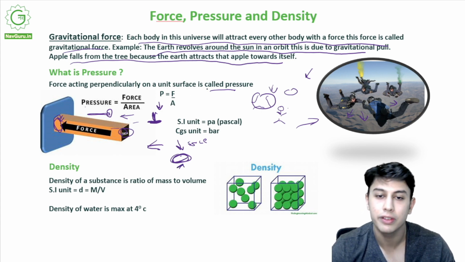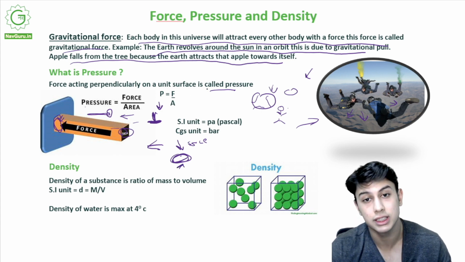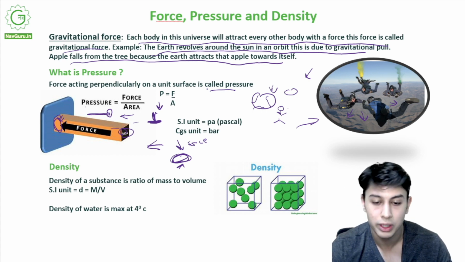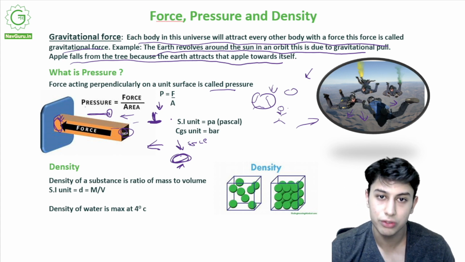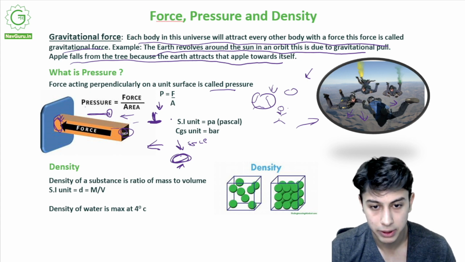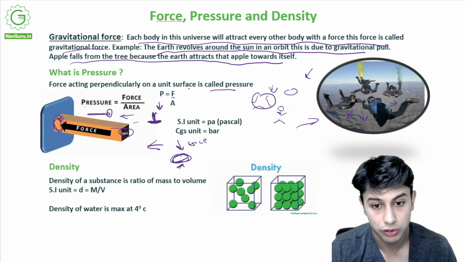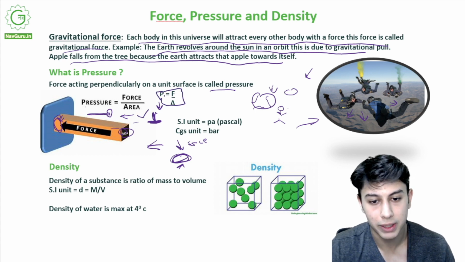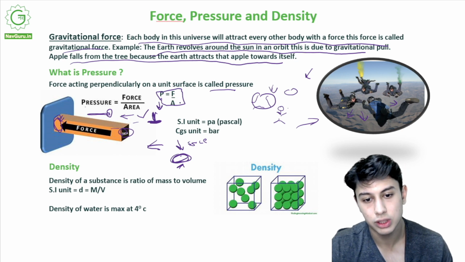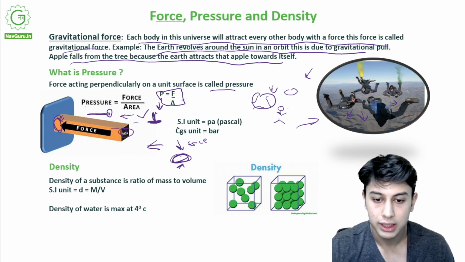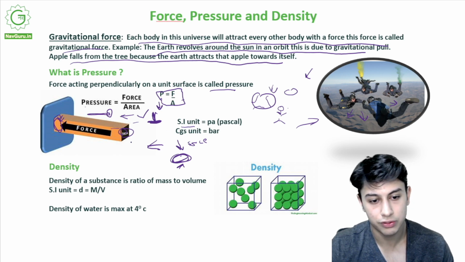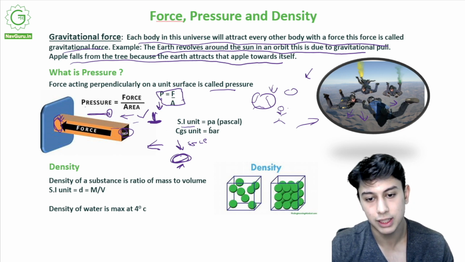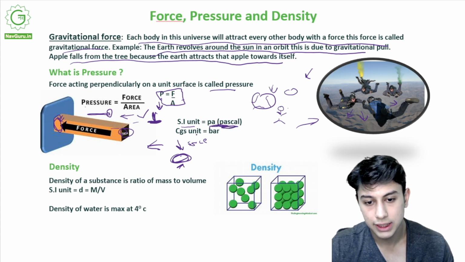Earlier we were only talking about attraction, repulsion, pulling, pushing. Now we are talking about putting force on a particular area, a stationary piece. Stationary means not moving. Pressure is equal to force upon area. Remember this formula. P is equal to F upon A. P is pressure, F is force, A is area. The international unit for force per area, that is pressure, is Pascal. Named after the scientist Pascal. CGS unit, it is bar.